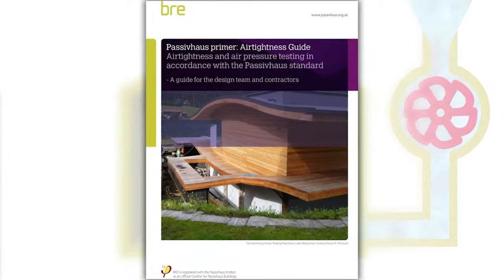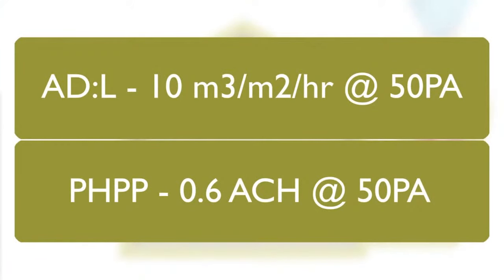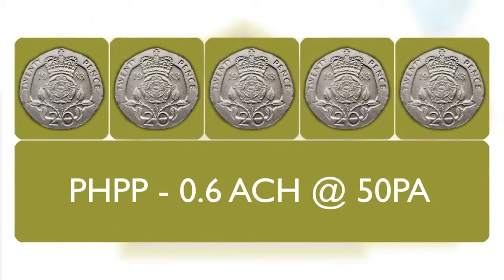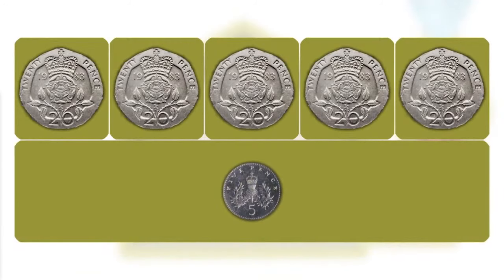The BRE's Passivehouse Airtightness Primer document, highly recommended as follow-up reading, gives a useful analogy to illustrate the difference in standards. A building with an air leakage rate roughly meeting the UK regulations limiting value of 10 metres cubed per square metre per hour AP50 will have gaps and cracks equivalent in area to 120 pence per square metre of floor area. In contrast, a Passivehouse meeting the required 0.6 ACH N50 standard will have gaps equivalent in area to a 5 pence every 5 square metres of floor area.